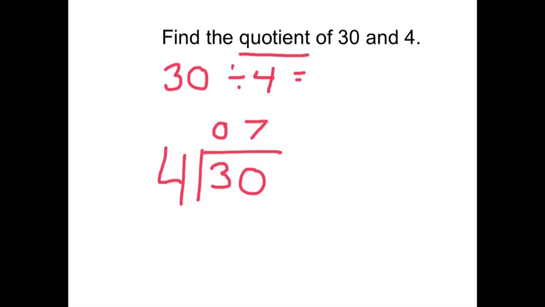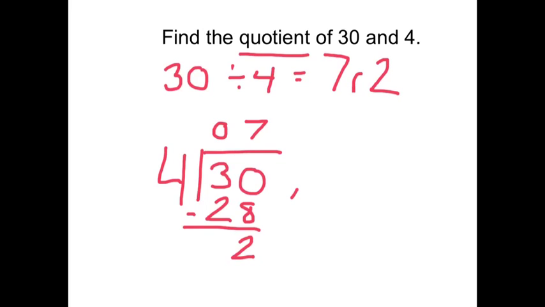And that 7 times 4 was 28. Now we have to subtract to see what's left over. And we can see that there's 2 left over, and there's no other numbers to divide. So our answer is 7 remainder 2.